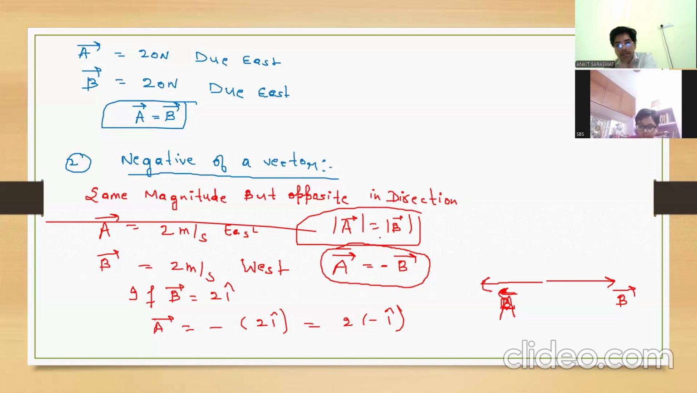Right, right. So negative vector, how will you write? Sorry, why is this flipping? Am I audible now? Hello? Maybe some network issue from your end. Yes, sir, you're audible.